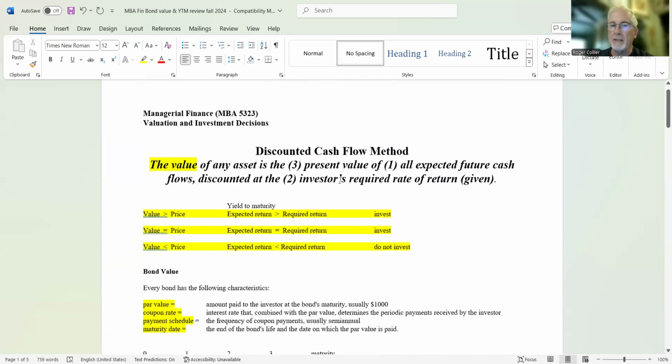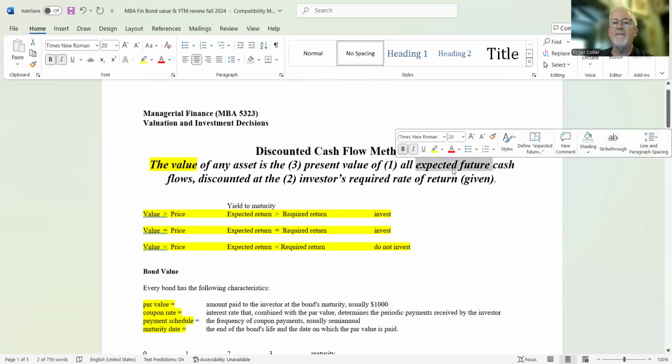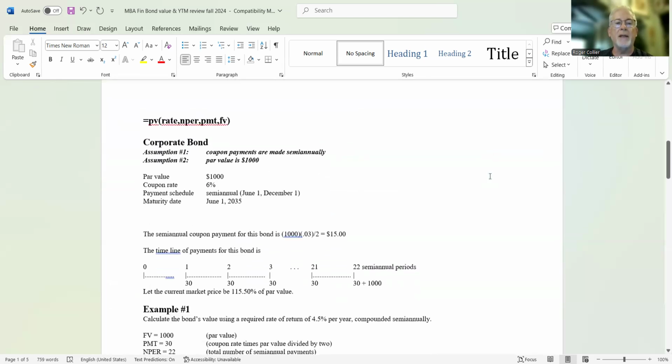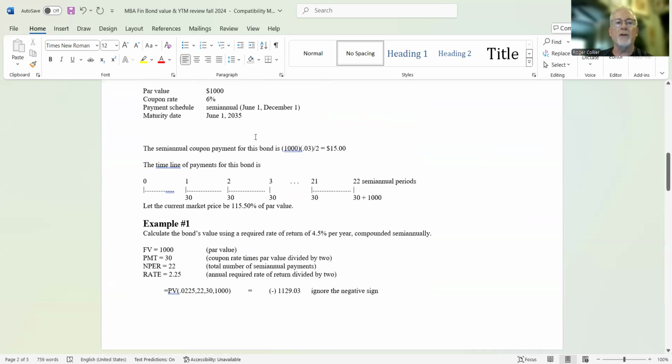Now, let me go back to the top. Remember that our discounted cash flow method says all expected future cash flows. Past cash flows are not included, only future cash flows. So in the current year, the June 1st payment has already passed, already been paid. We're not including it. December 1st still remains. So in 2024, there's one payment.